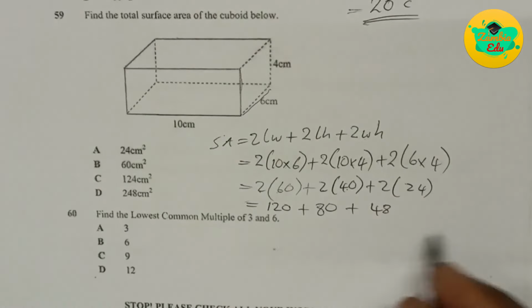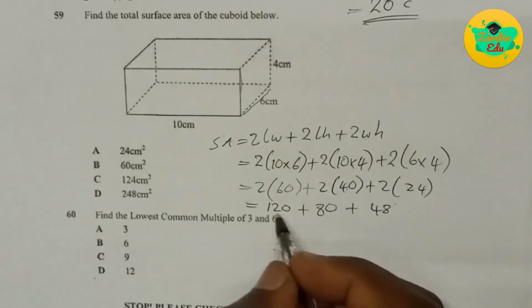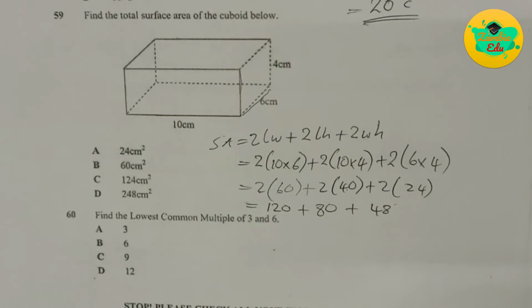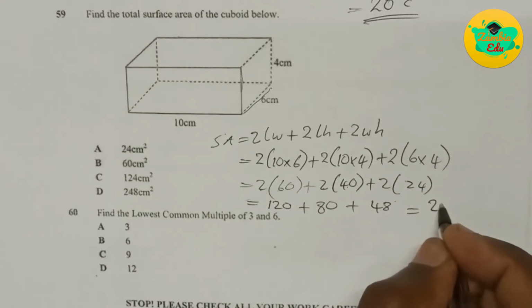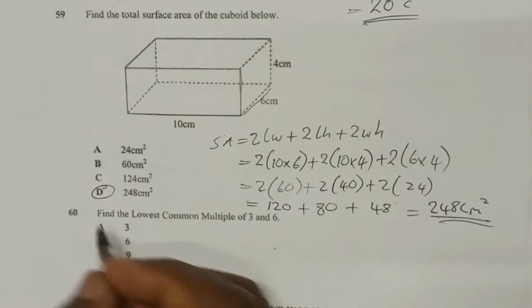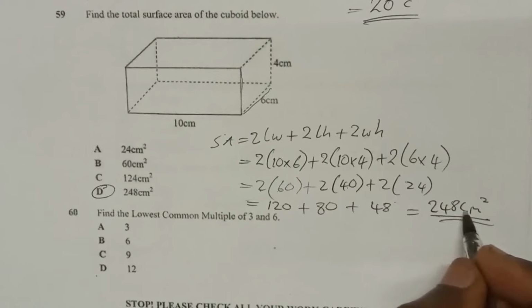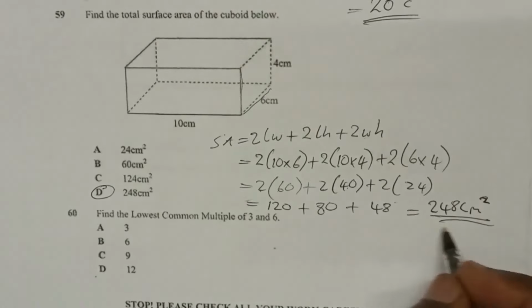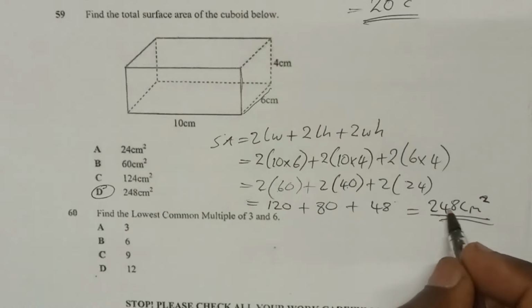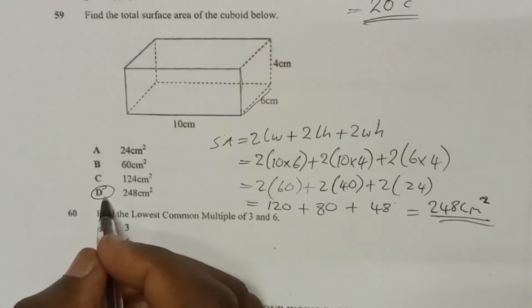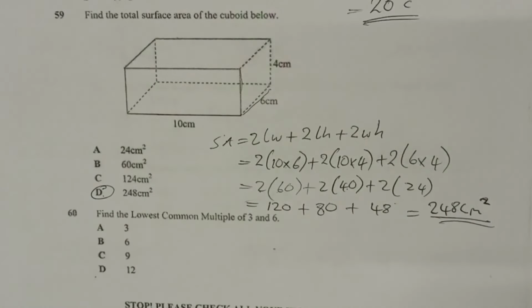Then we can add everything that we have there. When we add 120 plus 80 plus 48, we get the answer being equal to 248 centimeters squared. 248 centimeters squared was represented as option D. All right.